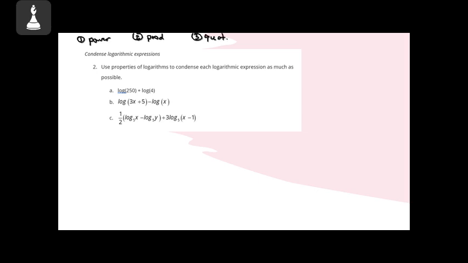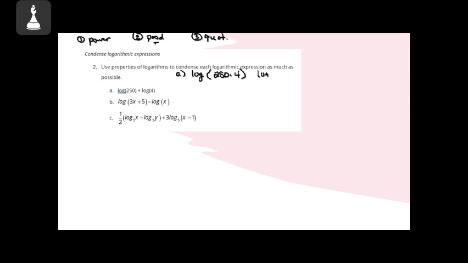So looking at the first one, we have log of 250 plus log of 4. So we don't have any powers. So then we're going to look for product rules. So that means pluses. Pluses are going to turn into products. So that's going to turn into log of 250 times 4. Well, 250 times 4 is 1,000.